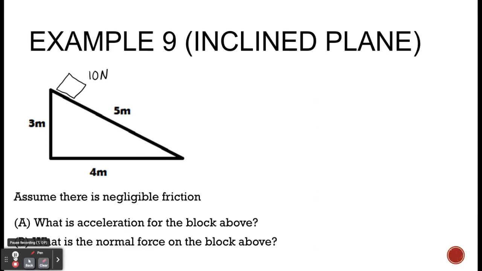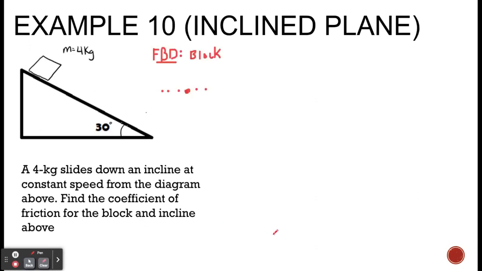Okay, example number 10. A 4 kilogram block slides down an incline at constant speed from the diagram above. Find the coefficient of friction for the block and the incline. If we're asked to find the coefficient of friction, we're asked to find mu. That means there has to be friction, that we're including friction in the problem. If it's moving at a constant speed, that means that it's moving, so we're talking about kinetic friction. We're looking for mu sub k.